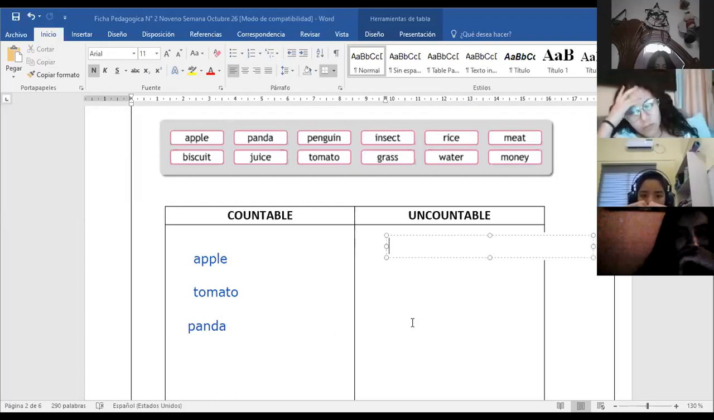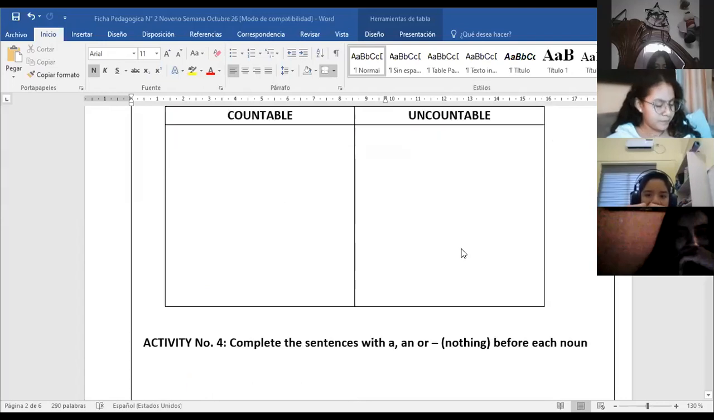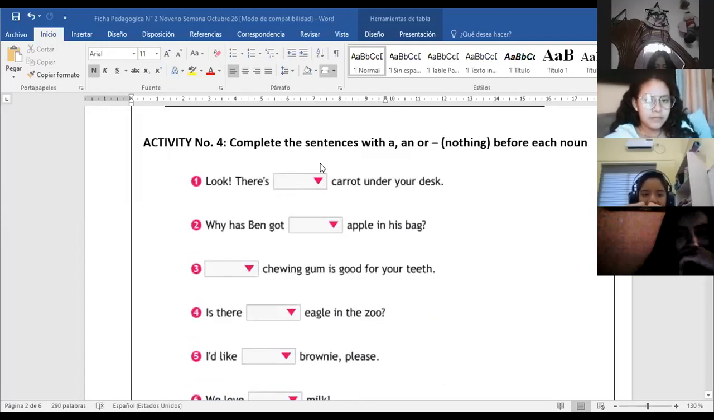Rice. Money. Grass. Weather. Meat. Water. Excellent. Very good. And you continue, yeah? Now, complete the sentences with A or N. And slash, nothing, means nothing before each noun.